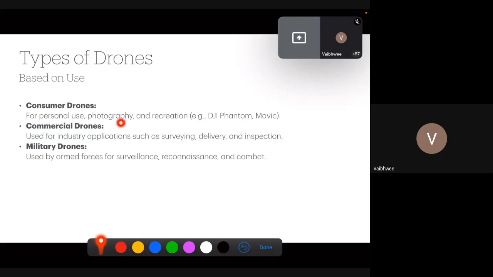And consumer drones, since it is more like a hobby grade thing, are the cheaper ones that you would usually find.